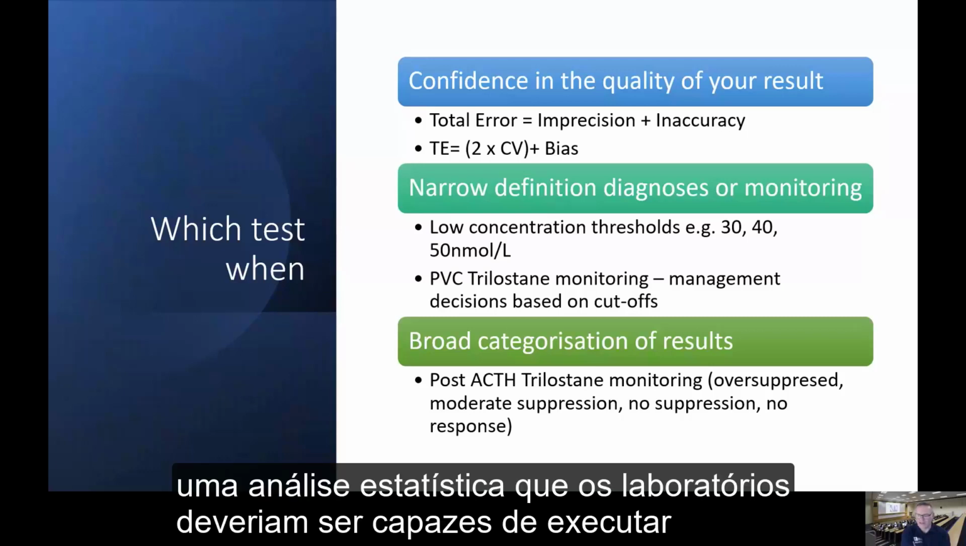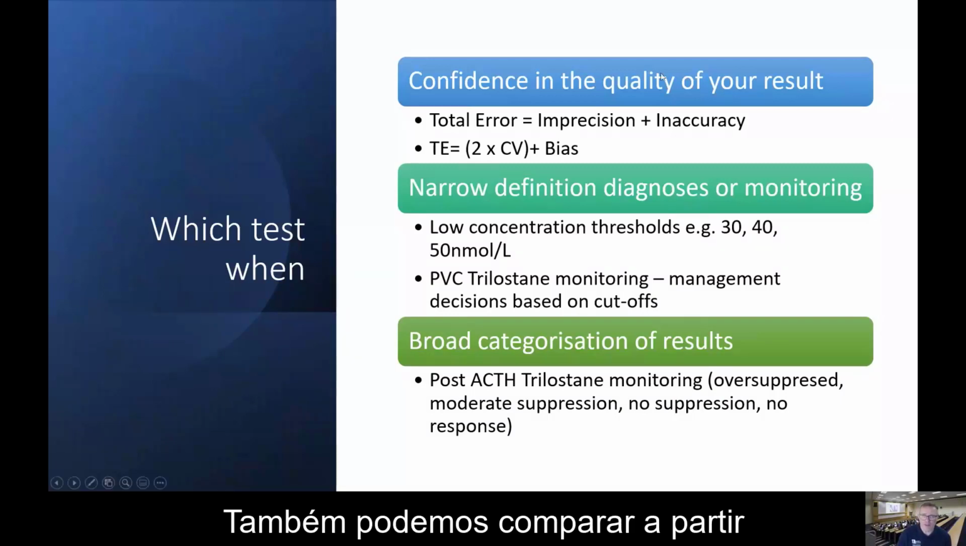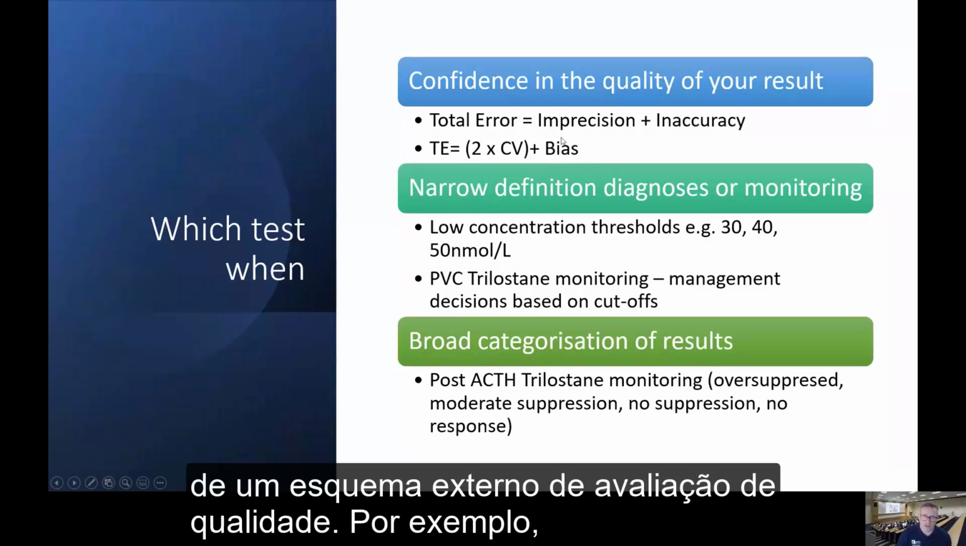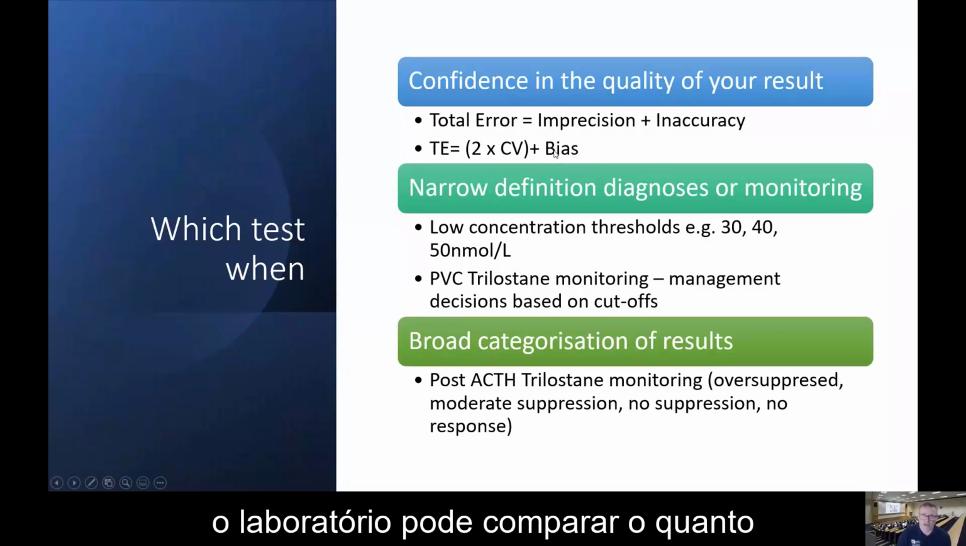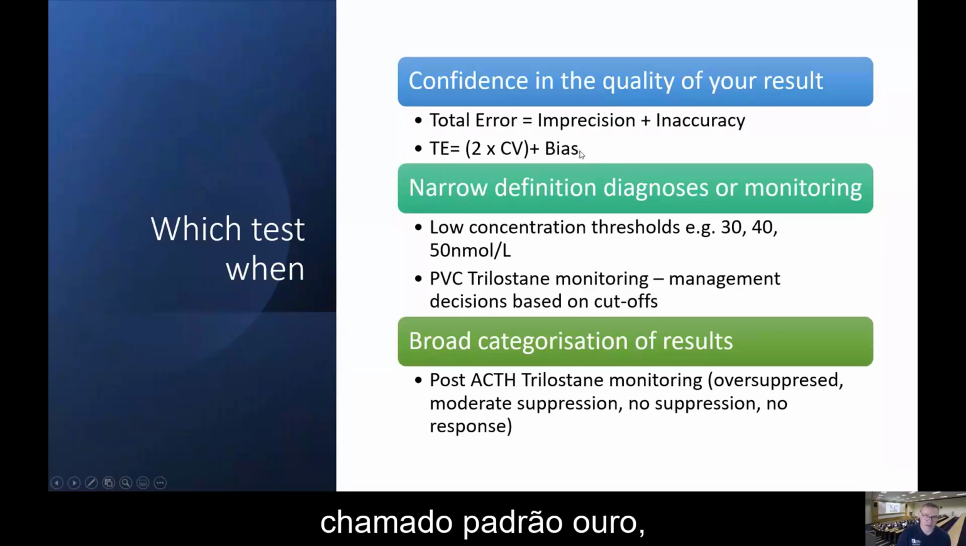That is a statistic that the labs should be able to figure out because it's a combination of imprecision and inaccuracy. That is, how variable are the results that are generated from the same sample and how far away are those results from the true result. So bias can often be created from an external quality assessment scheme, for example. A lab can find out how far its results are away from everybody else's or from the LC-MS gold standard. They can work out what imprecision their analyzer's giving and create total error.